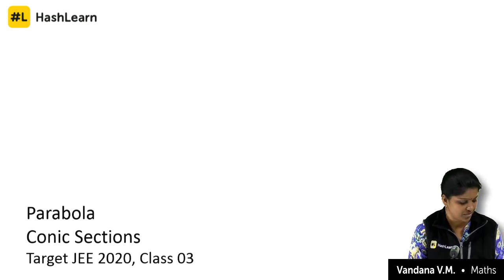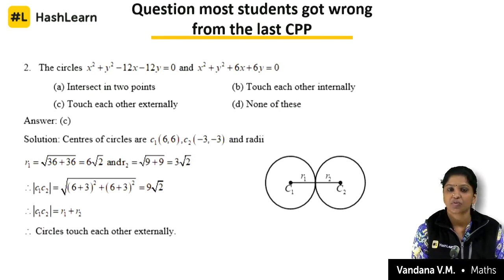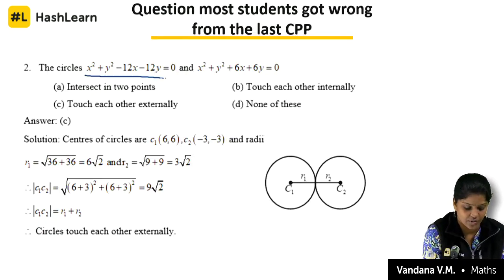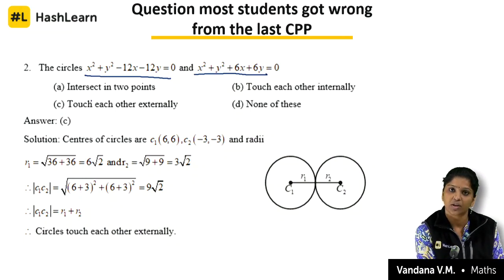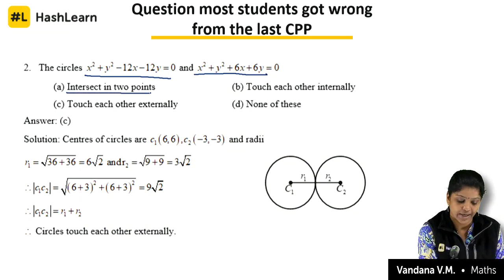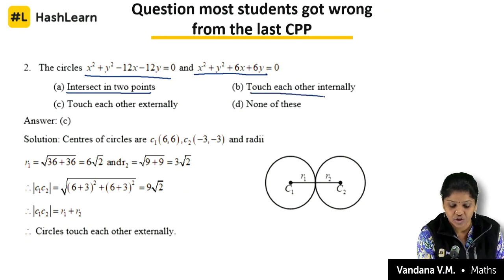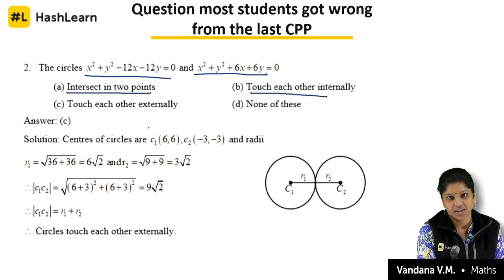Here goes your question. They gave two circles. They gave the two standard equations of the circles. What they are asking, we don't know. Now read the options: intersect in 2 points, touch each other, touch each other externally. So which one is true?